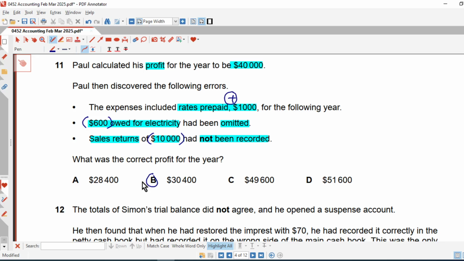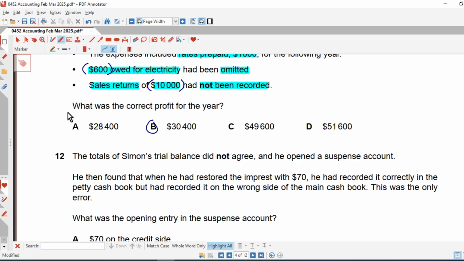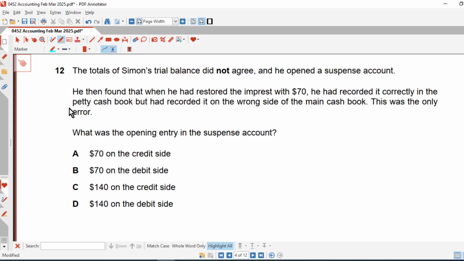Alright, question number 12. The totals of Simon's trial balance did not agree and he opened a suspense account. He then found that he had restored the imprest with $70. He had recorded it correctly in the petty cash book, but had recorded it on the wrong side of the main cash book. This was the only error. Now, what was the opening entry in the suspense account?